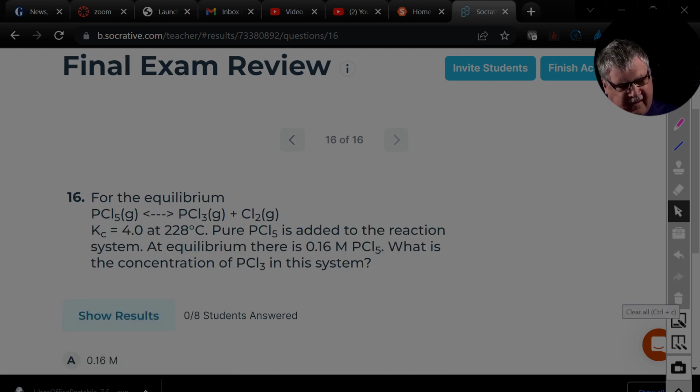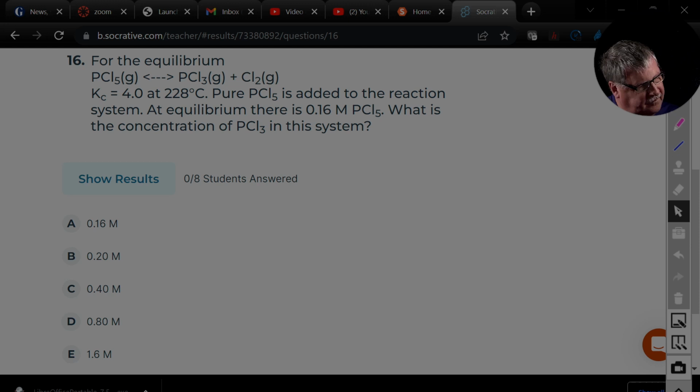All right, we got one more question on this set. In this particular case, we've got an equilibrium. The Kc is given as 4.0 at 228 degrees Celsius. This one you've got to read a little bit carefully, okay? Pure PCl5 is added to the reaction system. At equilibrium, there is 0.16 molar PCl5. What is the concentration of PCl3 in this system?